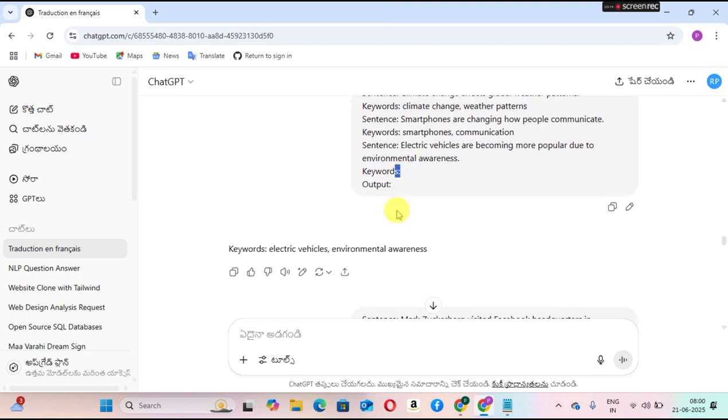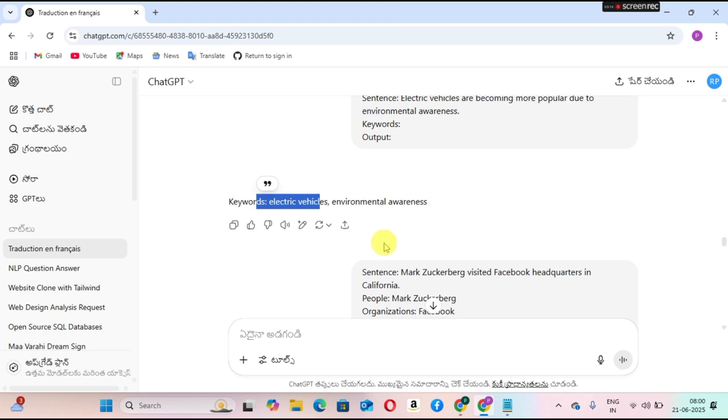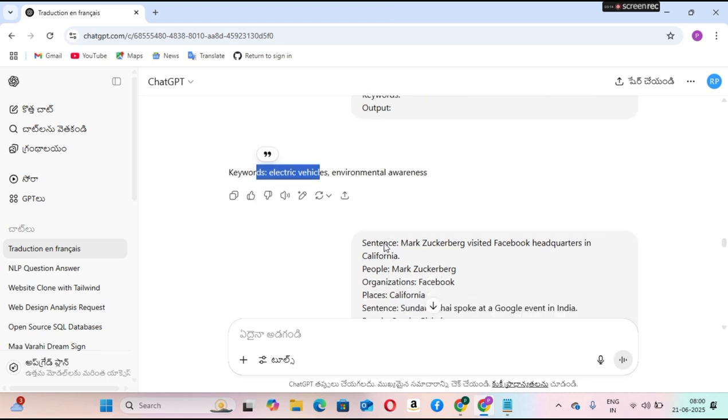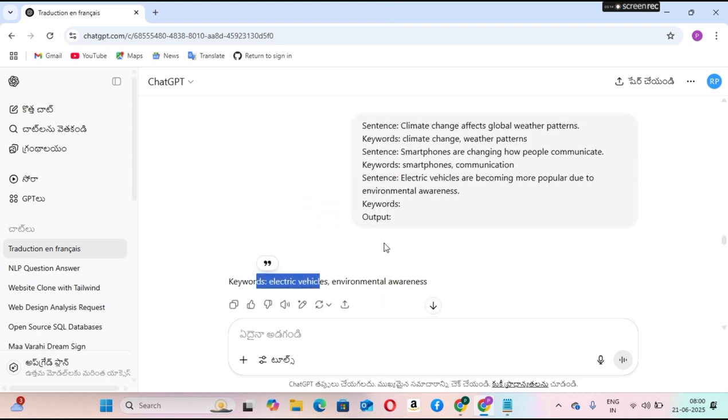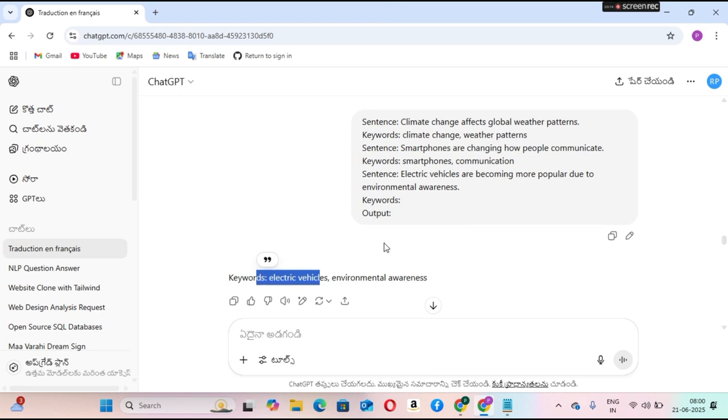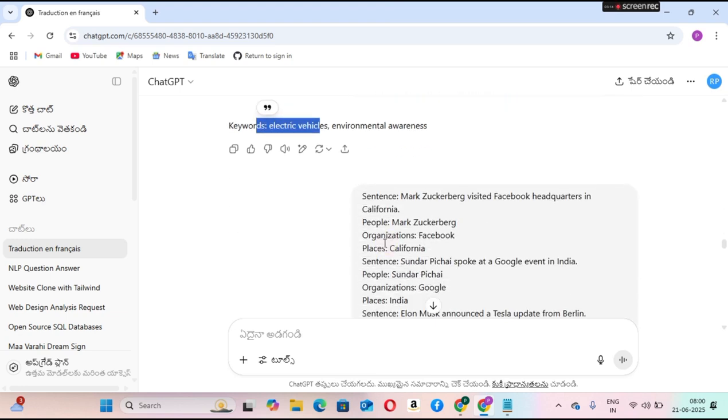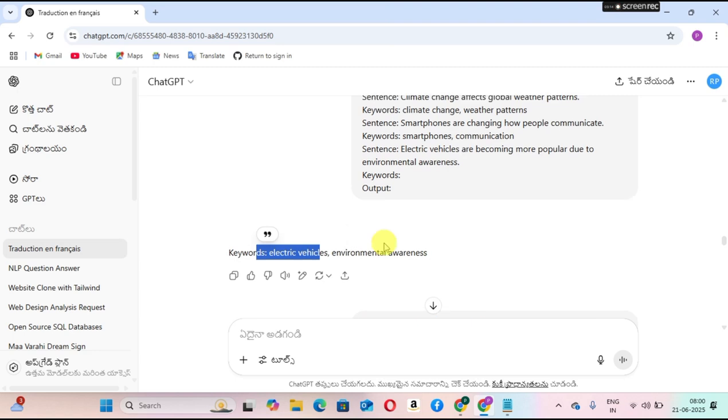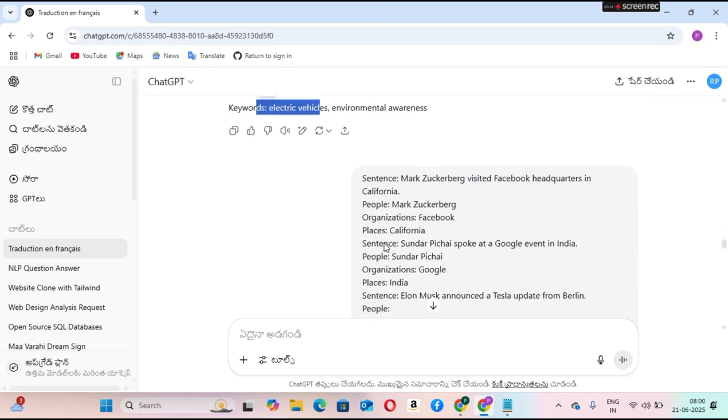So for this sentence we need keywords, right? So hence we kept keywords here and we gave an output indicator. So when you hit enter, it outputs given keywords like electric vehicles, environmental awareness, etc. So here the model learned what types of words are important by looking at the examples. So few shot helped it to identify the key terms correctly in the new sentence.